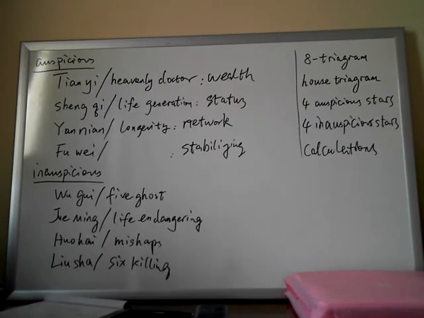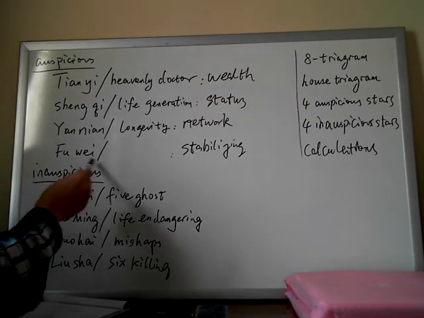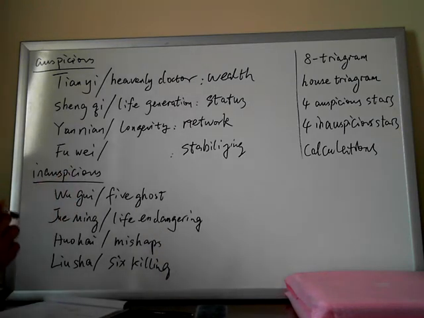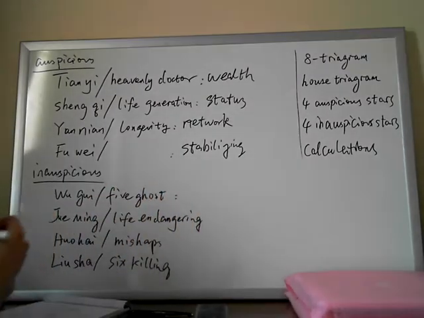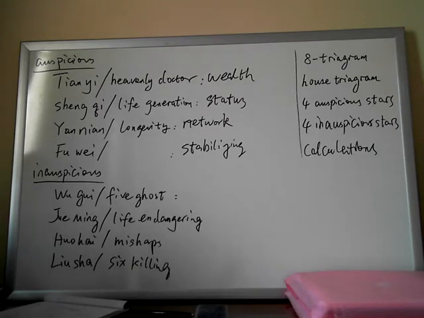So if you want to meditate or study, read a book, you can spend your time in the Fu Wei position of the house. Even though it's a star's name, we usually call some positions, say, the Fu Wei position or the Tian Yi position of the house. Okay, Wu Gui, this is the worst one, the most inauspicious one.